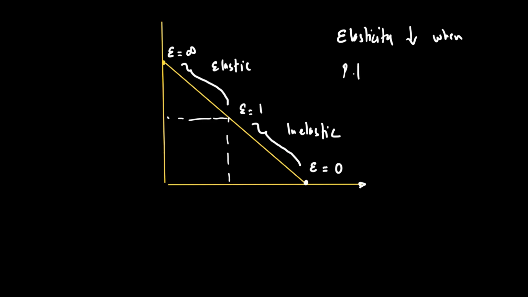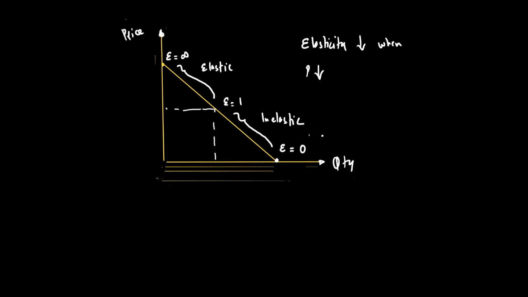And one reason why this happens, guys, is, remember we talked about the determinants of elasticity. One reason is simply that as the price goes down, the proportion of income spent on a good goes down. So the lower the price, the lower the proportion of income spent, and therefore the lower the responsiveness, or elasticity, of demand.